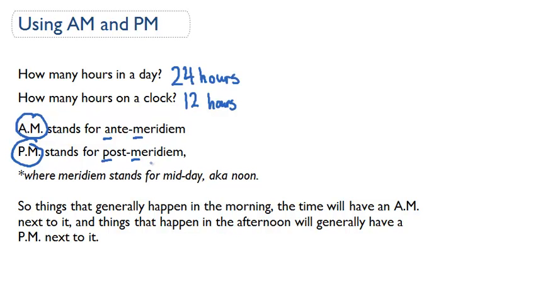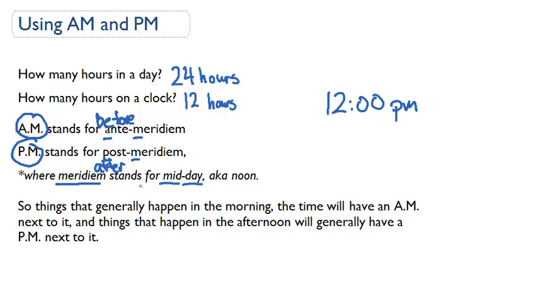It'd be pretty impressive, though, if you could tell your friends that AM actually stands for ante-meridiem. And what meridiem stands for is midday, aka noon, 12 p.m. Noon time, meridiem, which is day. And AM is ante, which means before midday, before noon. And post is after. Post midday or afternoon. So AM really just means before noon, and PM really just means afternoon.